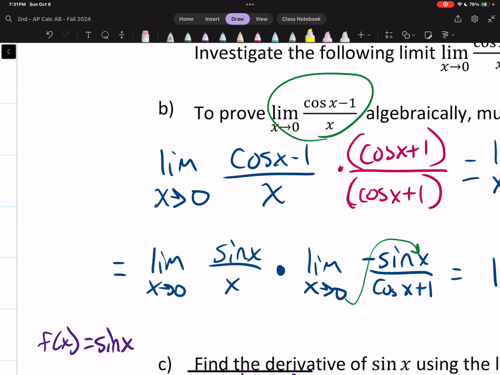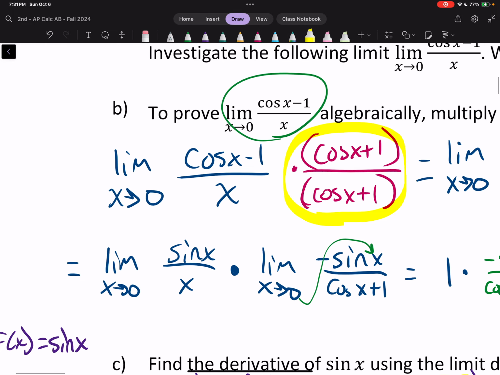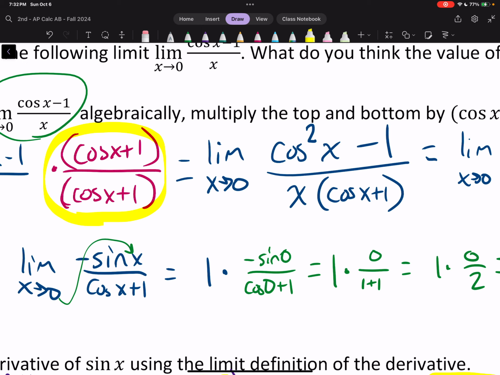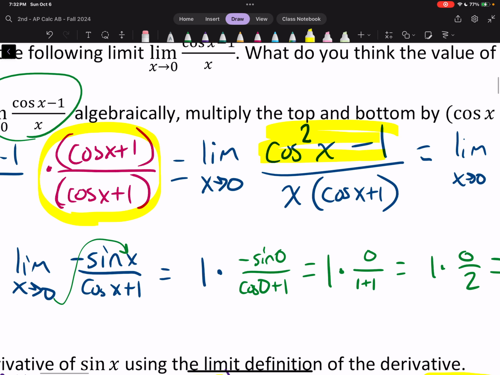The skill we're going to use to start this one out is to use our difference of squares, and we're going to multiply by cosine of x plus 1 over cosine of x plus 1 in order to get that numerator to be a difference of squares. So we're multiplying by the conjugate of that numerator, and then what happens on the top is we get that difference of squares. So first term squared is cosine squared, second term squared is 1, and then we subtract them. Okay, in the denominator, let's keep it factored out. Don't distribute that x through quite yet.